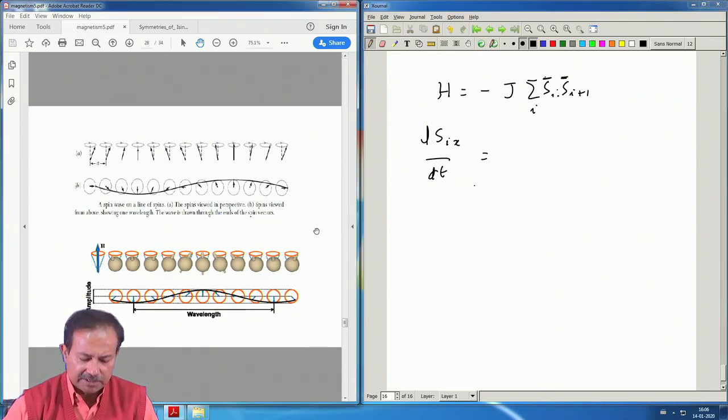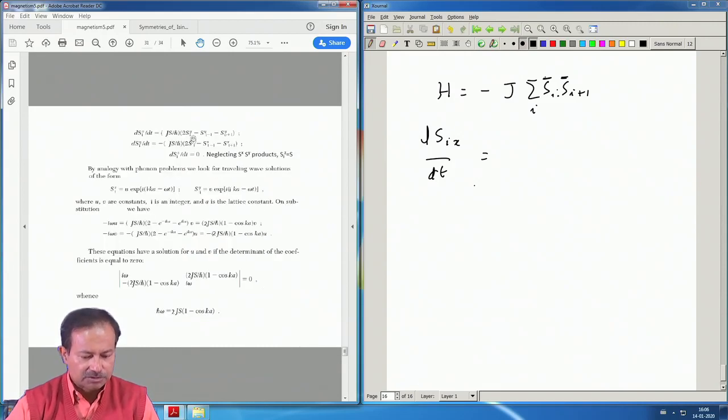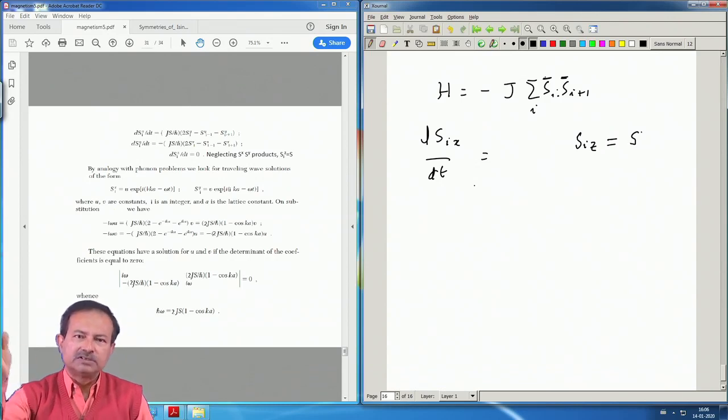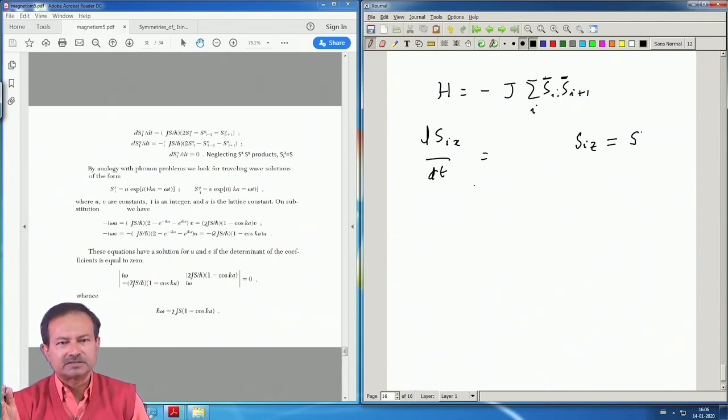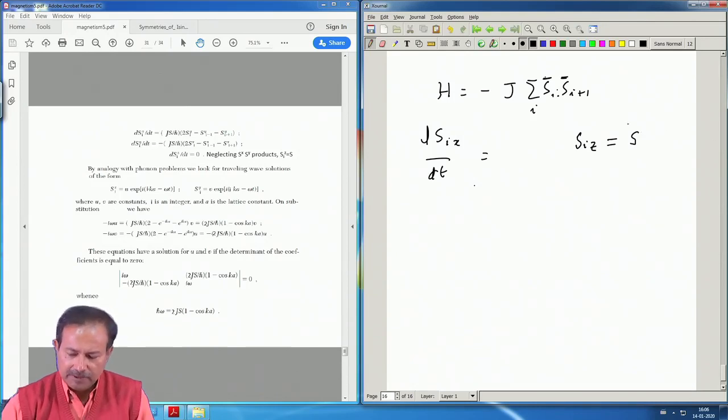So, under that assumption, you can write down the equation of motion, where Sx has y linear in y, and then the Sz is replaced by S, its fully saturated value, because the deviation from S is very small, as I said. So, at each site and each spin, this is replaced by S, and Sx and Sy are kept.